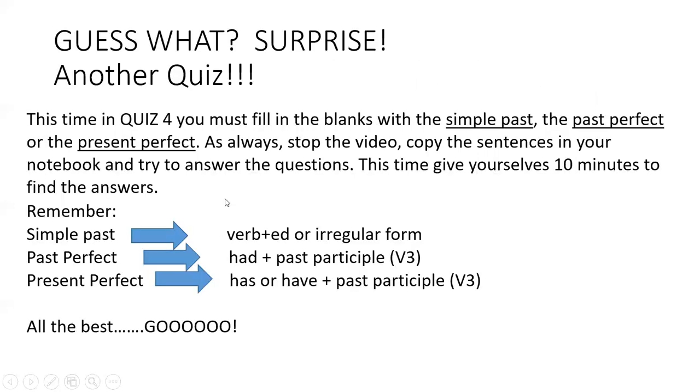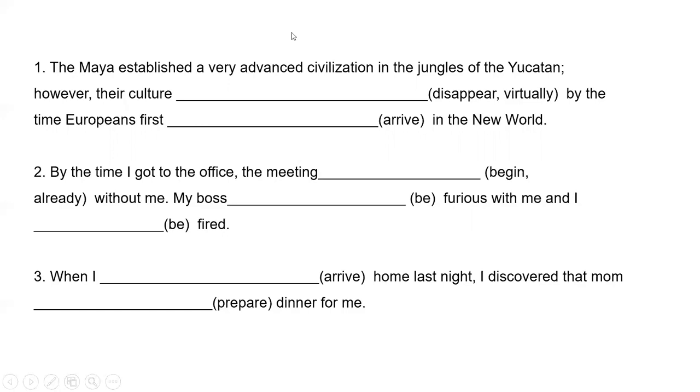So let me write down the answers for you. And the first answer is, their culture had virtually disappeared by the time Europeans first arrived. So, by the time the Europeans arrived, their culture had virtually disappeared.